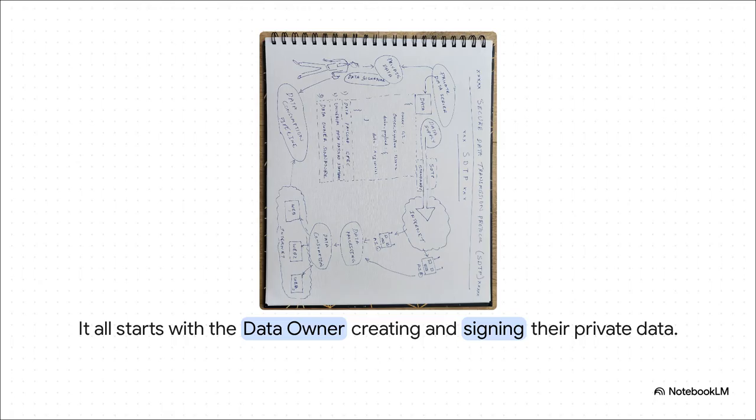If we look at the top left of the sketch, it's all right there. It begins with the data owner and their private data. The very first thing that has to happen before anything gets sent anywhere is the creation of a data signature. This is basically a unique digital seal that gets stamped on the data, locking the owner's identity to that specific piece of information. Without that seal, the data just doesn't go anywhere.